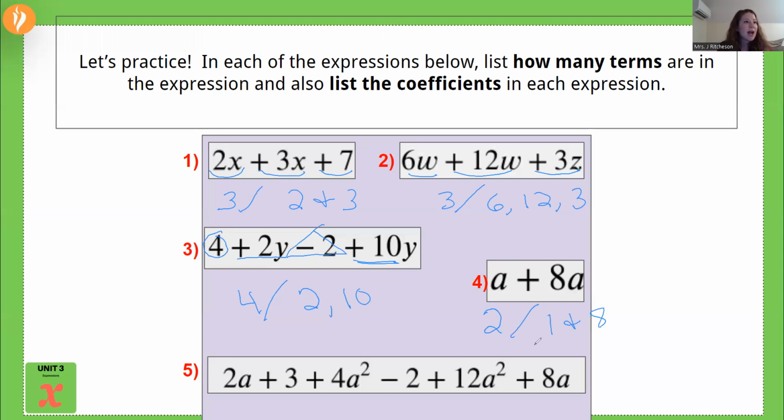And then number 5, how many terms are there? We have 2a, we have +3, we have +4a squared, we have -2, we have +12a squared, and we have 8a. So how many terms? 1, 2, 3, 4, 5, 6 terms. What are the coefficients? 2, 4, 12, and 8.